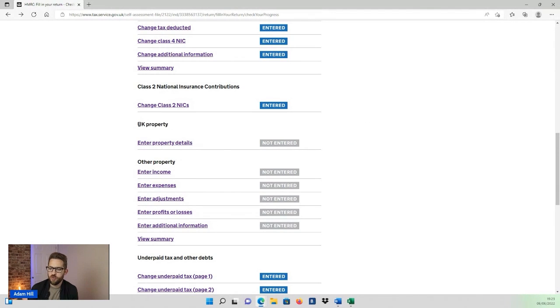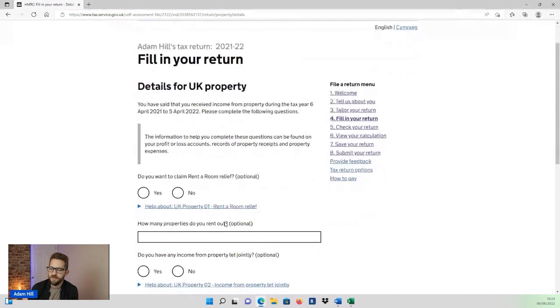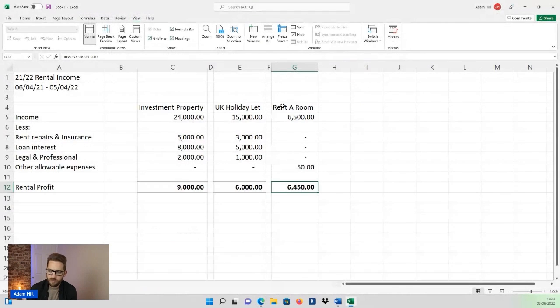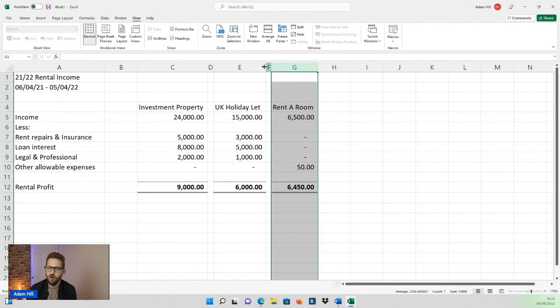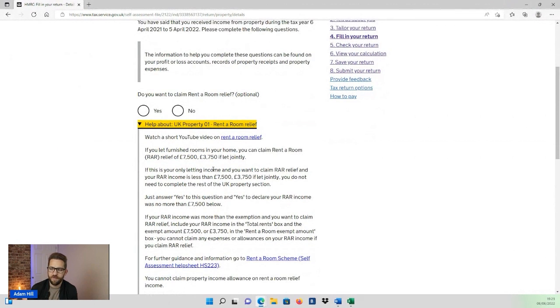So to enter the UK property income section, it's best to look at any section that is marked as not entered, and then you can click on the hyperlink on the left-hand side, start with the top one, and then work your way through. The first question is, do you want to claim rent-a-room relief? Now, rent-a-room relief covers renting a room in your own home. Again, on the returns, you can always use the drop downs for a bit more information.